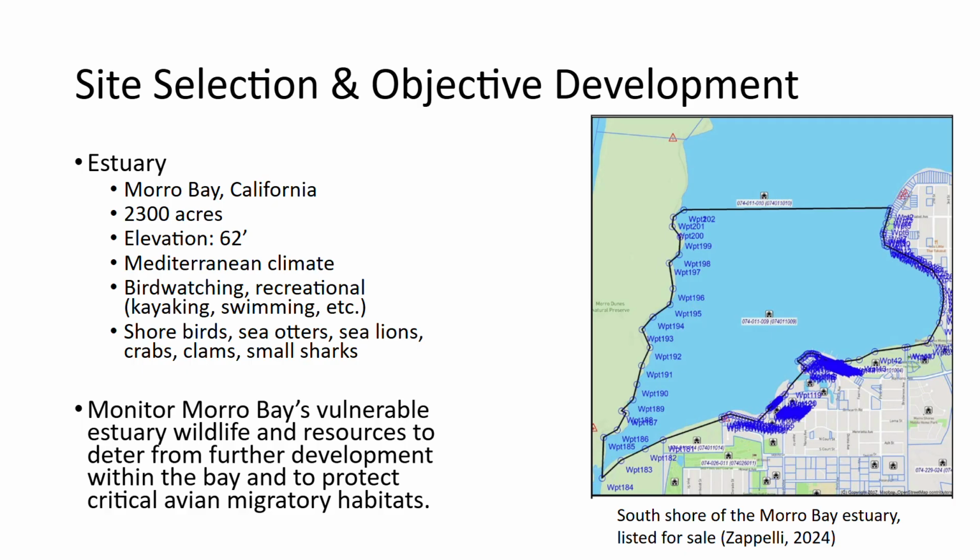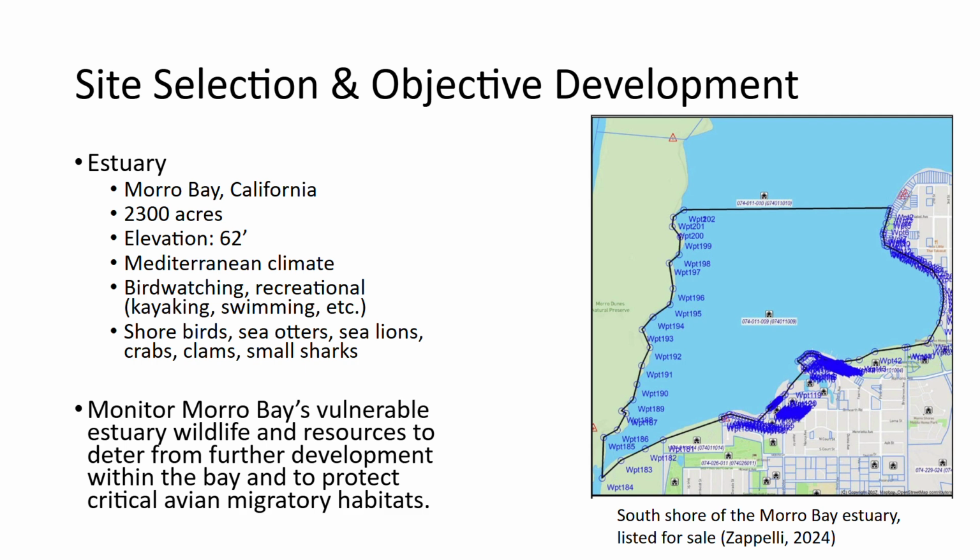So for my project, I decided to go out to Morro Bay Estuary, where I live. The estuary itself is 2,300 acres, and Morro Bay sits at just above sea level at 62 feet. It has a Mediterranean climate and a lot of amenities that draw people in, such as bird watching and recreational activities like kayaking and swimming in the estuary and in the ocean.